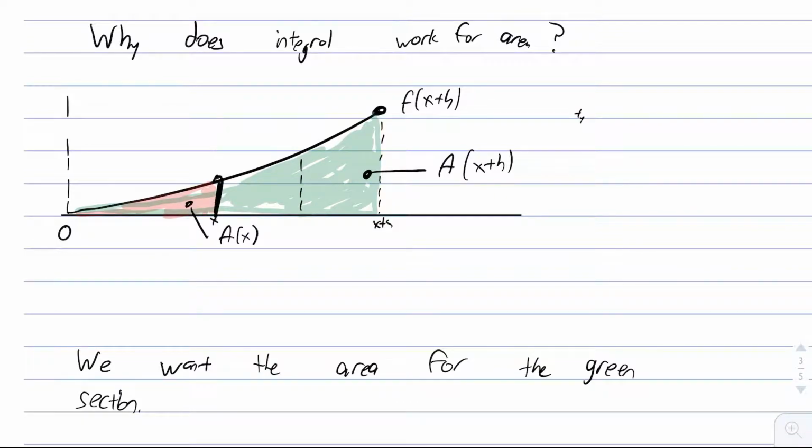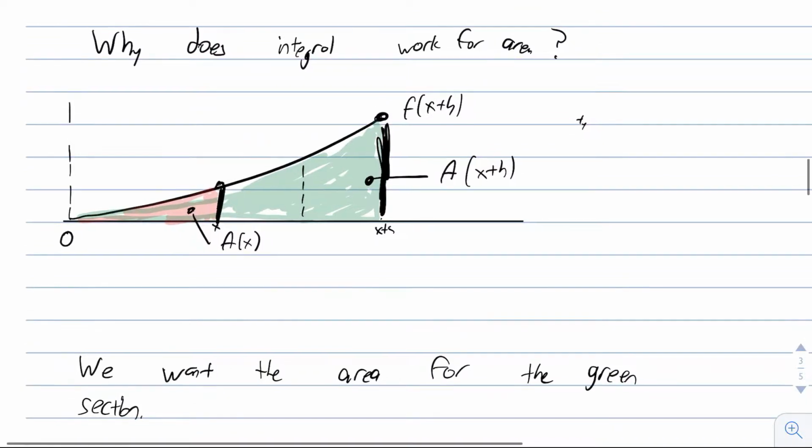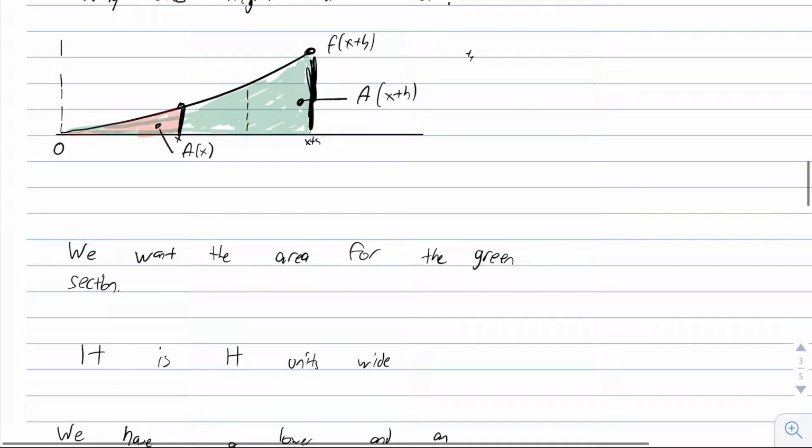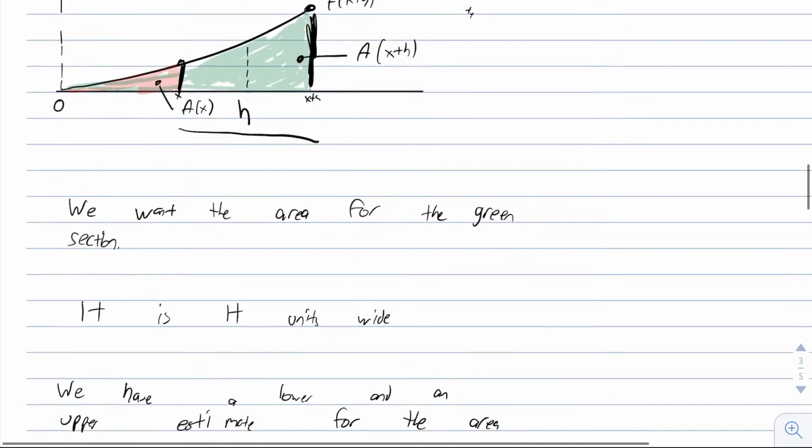We got some value x right here. And then we got something called x plus h right here. And we want to find this area right here, the green area. We want that area right there. And it's h units wide, so there's h between there and there.